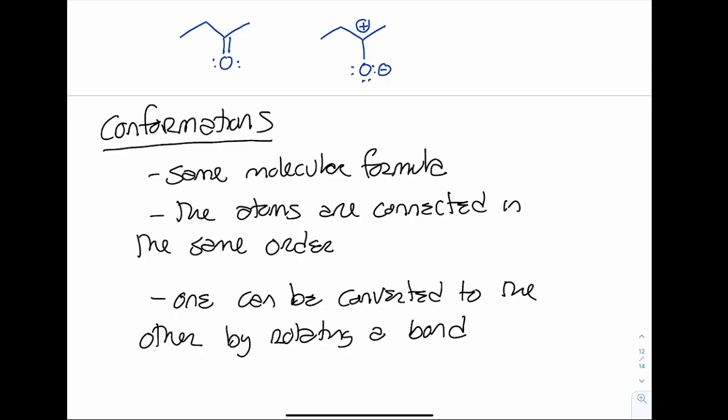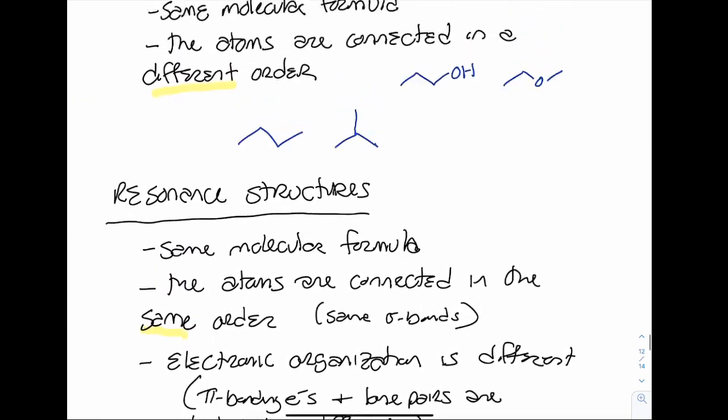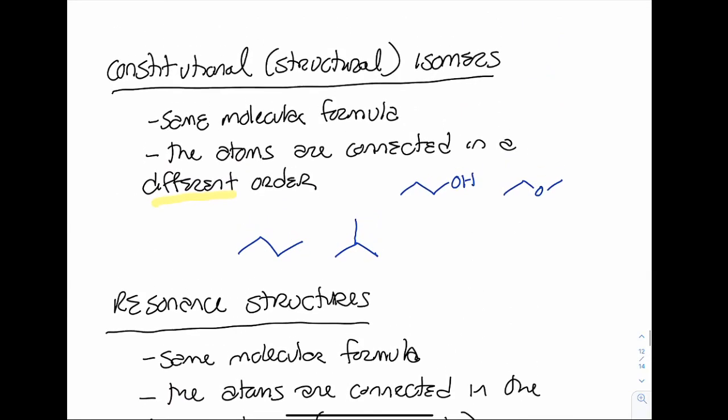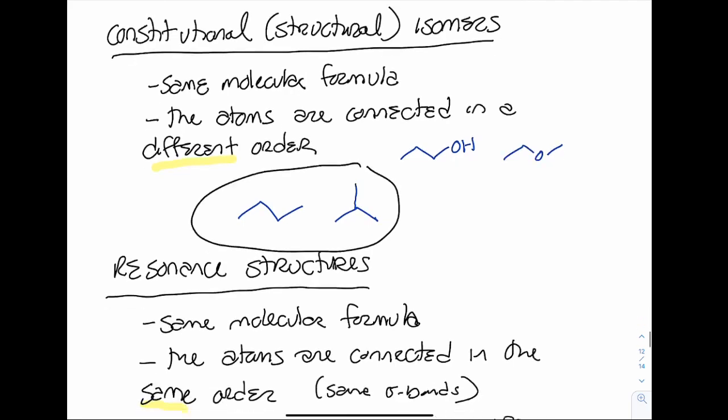We're not disconnecting an atom and reconnecting it someplace else, which is what we would have to do with our constitutional isomers, right? If I look at these two, if I want to make the first one into the second one, I would have to break this bond, take that atom, move it over to here, right? I would have to disconnect. I'd have to break a sigma bond and move them over.